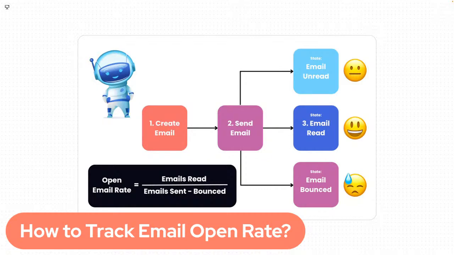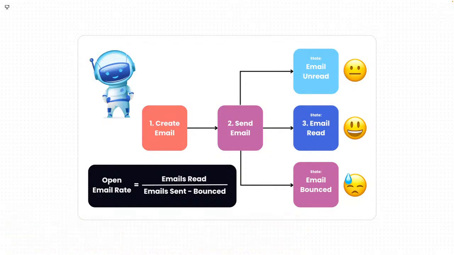So step 1, you can create the email. Step 2, you can send the email. And then after you send the email, it can go into different states. So the ideal, the happy path, the smiley emoji, is when your email is actually read by your user. This is what we want as a goal. We want our users to read and engage with the email that we send across so they can actually get value from it.